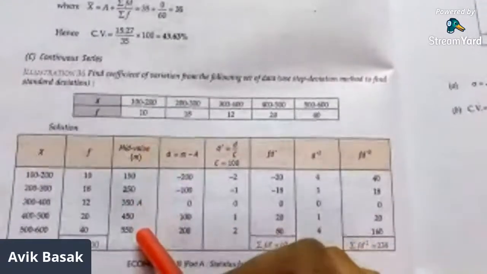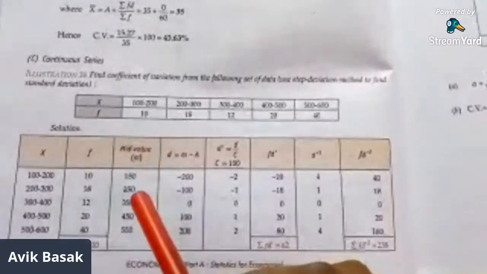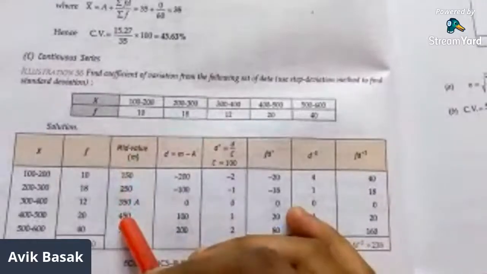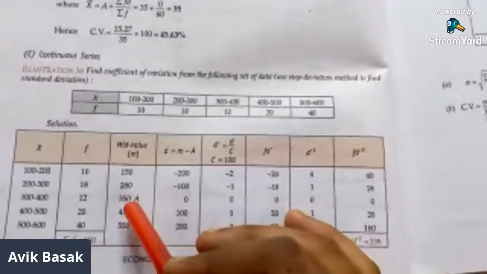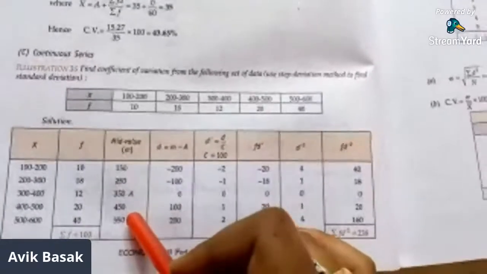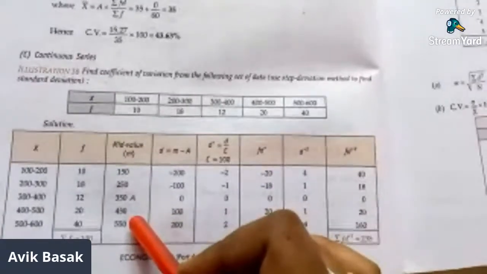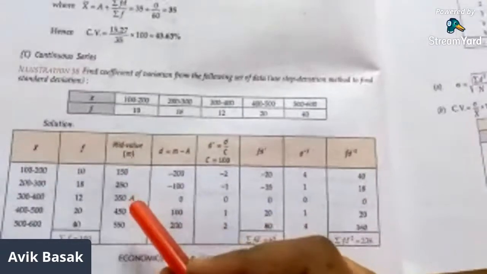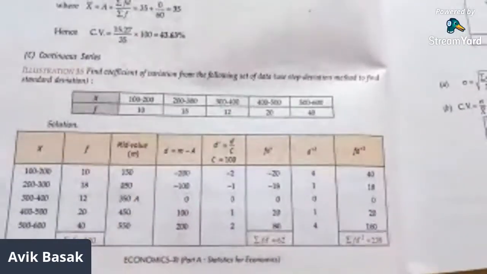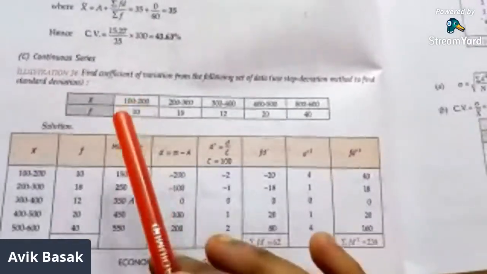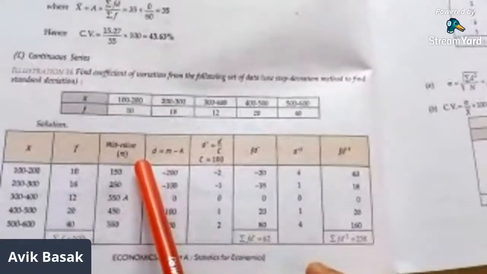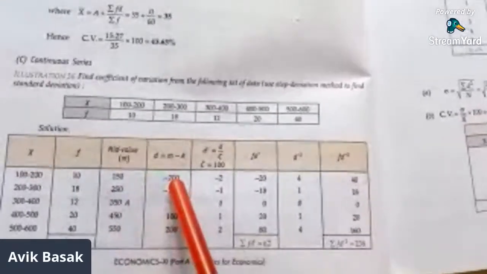After finding the midpoint, you have to find the assumed mean from the midpoint only. So 1, 2, 3, 4, 5. 5 items are there, an odd number. So 5 plus 1 by 2, 6 by 2, third item, 1, 2, 3. So 350 is your assumed mean. After finding 350, find D, but the D formula in continuous series is M minus A, midpoint minus assumed mean.